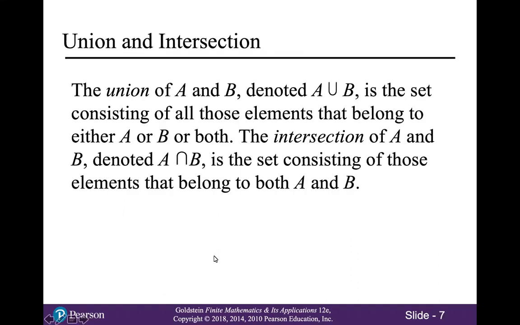Now let's talk about the union of 2 sets, and we'll do something with that example. The union of A and B, denoted with the symbol that looks like a letter U, is the set consisting of all those elements that belong to either A or B or both. And the intersection of A and B, denoted A intersect B with a symbol that looks like an upside down U, is the set consisting of those elements that belong to both A and B.